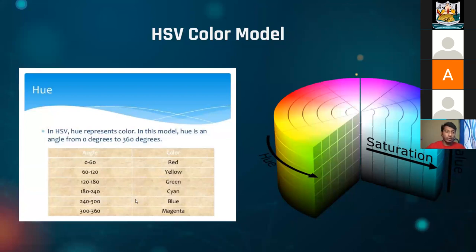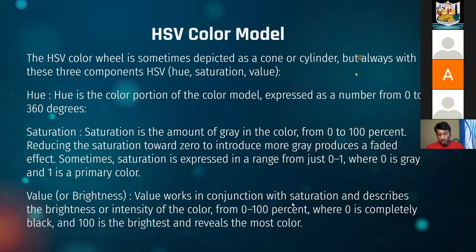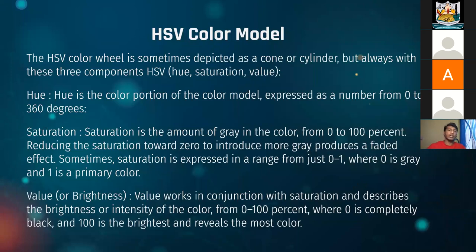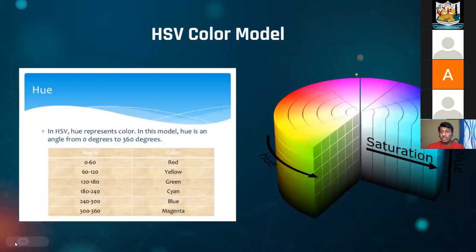And what is the value? Value is the brightness of the color. How bright is it? It ranges from 0 to 100. Zero means it's not bright at all, so it's black. And 100 is the brightest. And what is the brightest thing you can have? The original color, which is set by the hue. If you're finding it hard to understand, you can see the value written here. The value is the height.